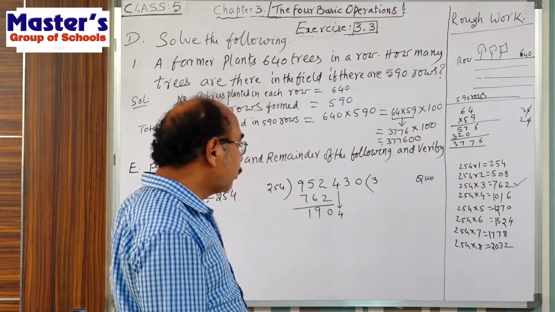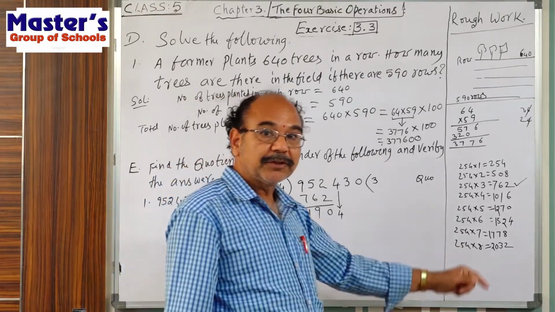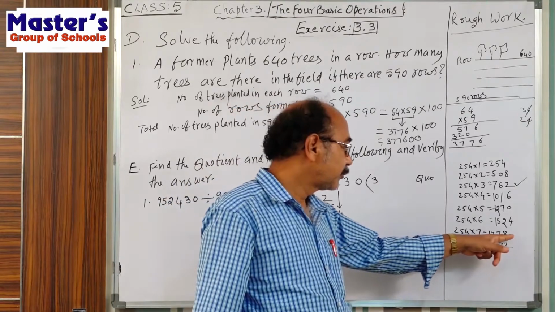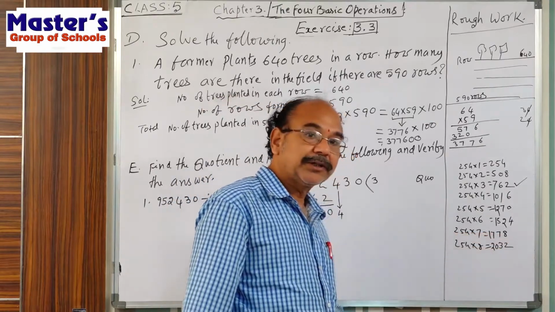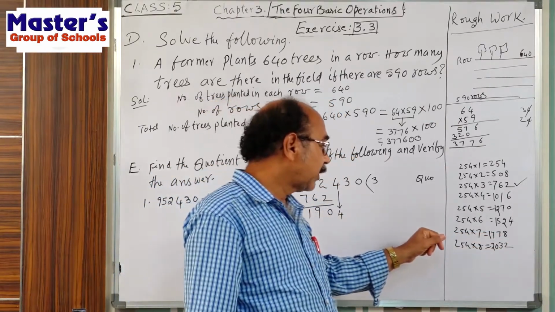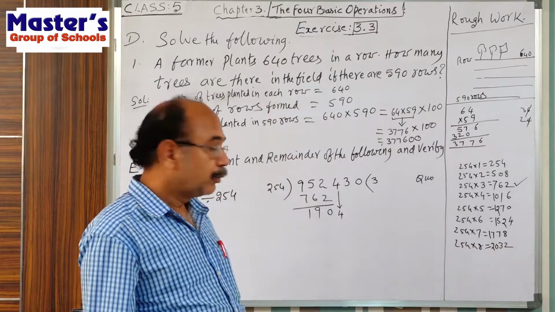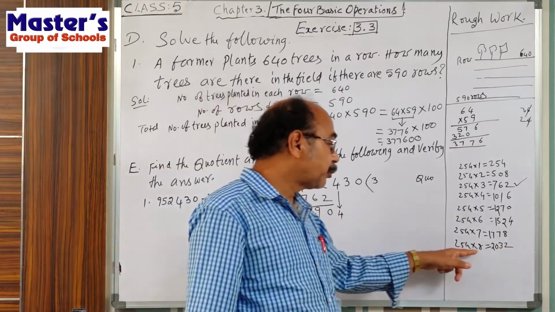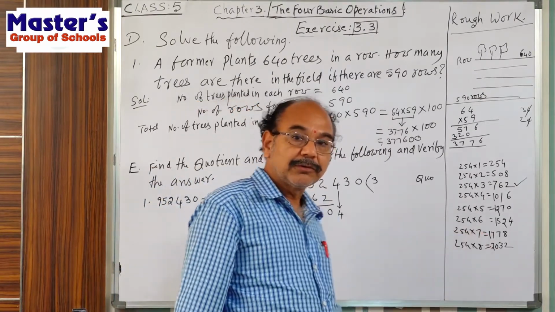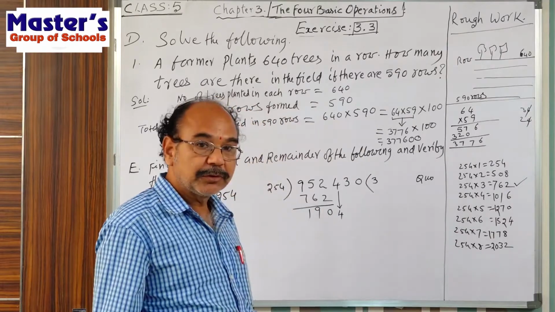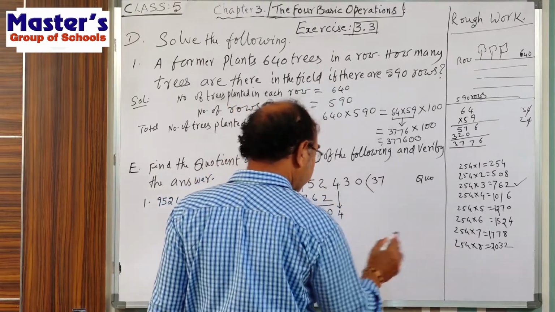2032. So now you compare the number with this. This number 1778 is less than 1904. 8 times means this is more. 2032 is a bigger number than this. That's why 8 times is not possible. How many times do we have to select? 7 times. Write 7. How much is 7 times?